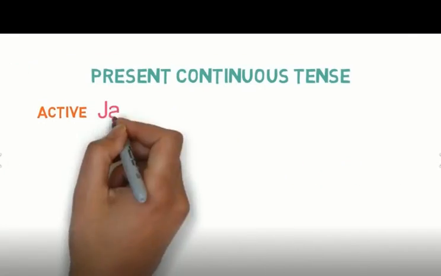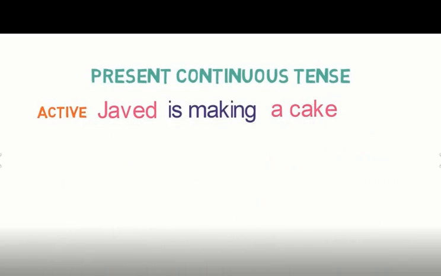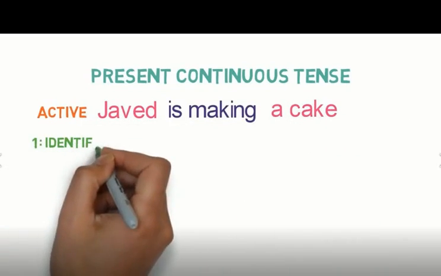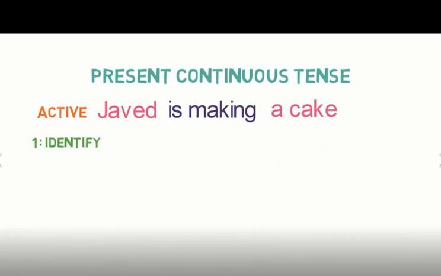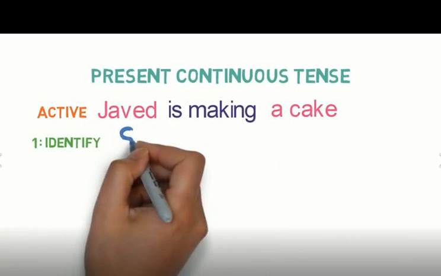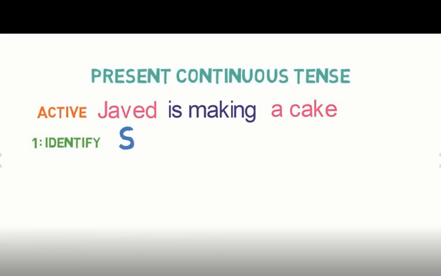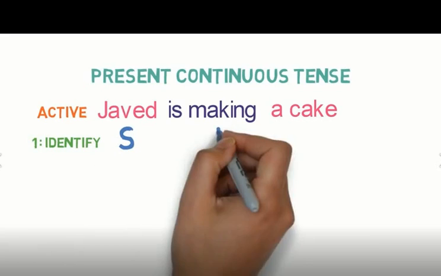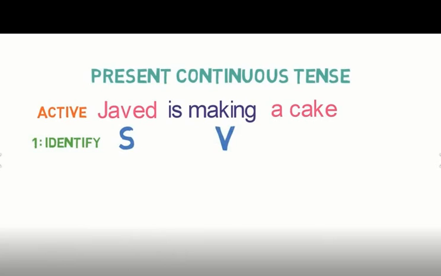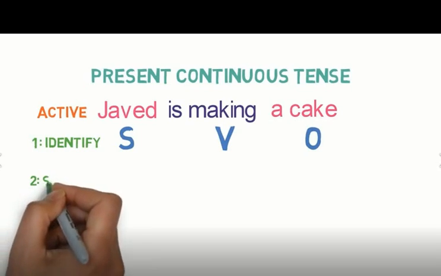Now let's see the example of present continuous tense. In active voice, Javed is making a cake. So step 1 is to identify the subject, object and verb. Here who is performing the action is Javed. So Javed is subject. And what is the action performed? Is making. So it is verb. What is he making? He is making a cake. So it is an object.